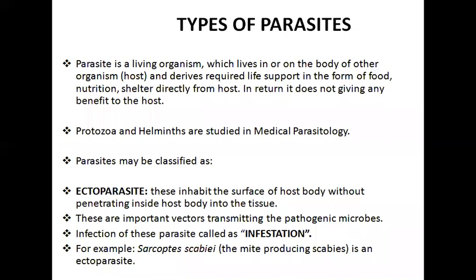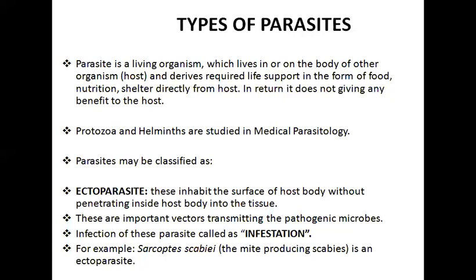Coming to types of parasites. A parasite is a living organism which lives in or on the body of other organisms, which is called the host, and derives the required life support in the form of food, nutrition, shelter directly from the host, and in return it does not give any benefit to the host. Protozoa and helminths are the studied parasites in medical parasitology.